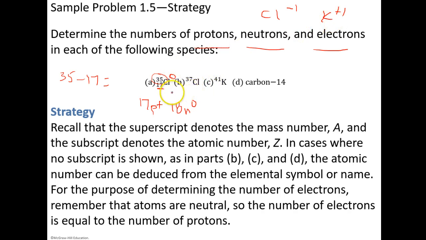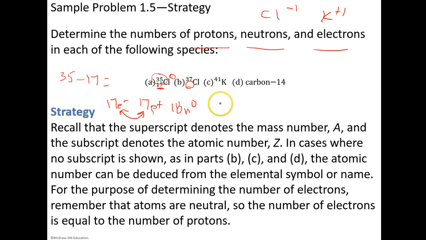So if they're neutral, 0 charge, if you have 17 protons, how many electrons should you have? You should have 17 electrons. These have to balance each other out. Okay? All right, let's do the next one. This time they don't give you the atomic number, but you already know what the atomic number is of chlorine. It's actually right over here, it's 17.